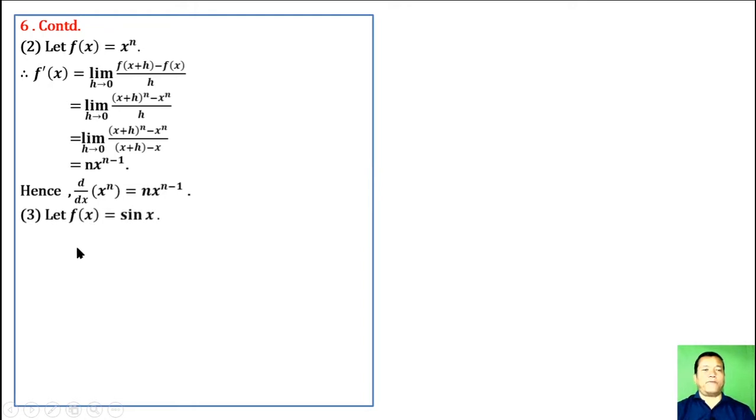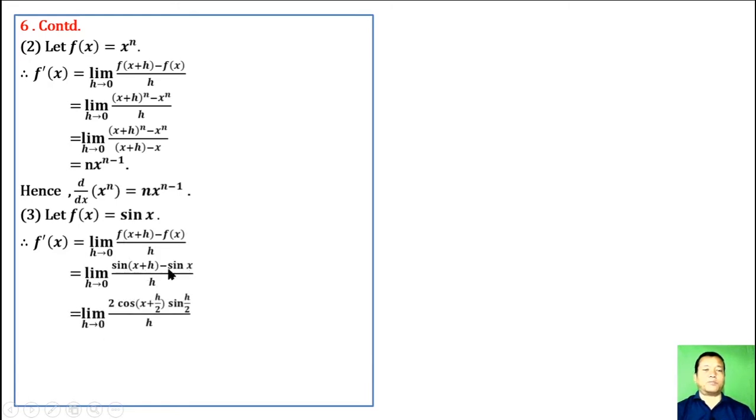Number 3, let f(x) = sin x. It is a trigonometric function. Therefore, f'(x) is the limit as h tends to 0 of [f(x+h) - f(x)]/h, whose functional values are [sin(x+h) - sin x]/h. Express the difference as a product of two trigonometric functions.